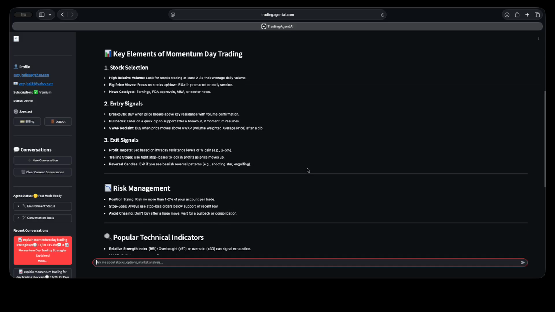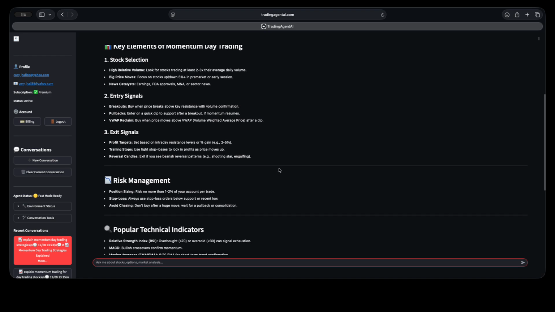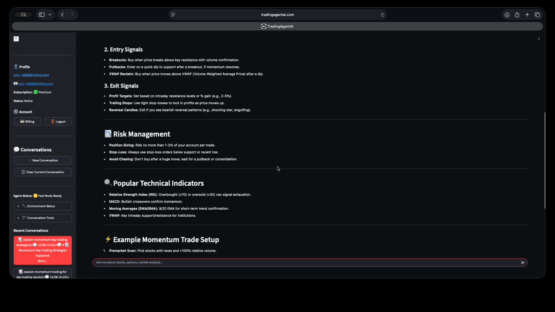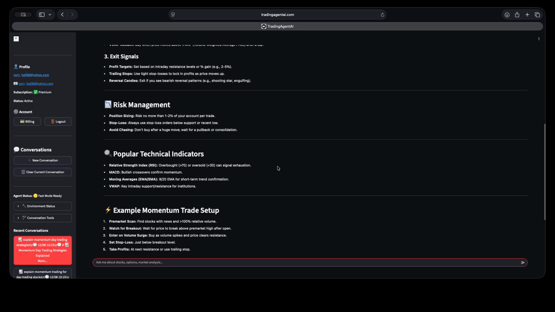And then your exit signals are going to be profit targets set based on intraday resistance levels or percentage gains. Trailing stops: use tight stop losses to lock in profits as price moves up. And reversal candles: exit if you see a bearish reversal pattern like a shooting star or a bearish engulfing. And then always make sure that you have risk management in place.